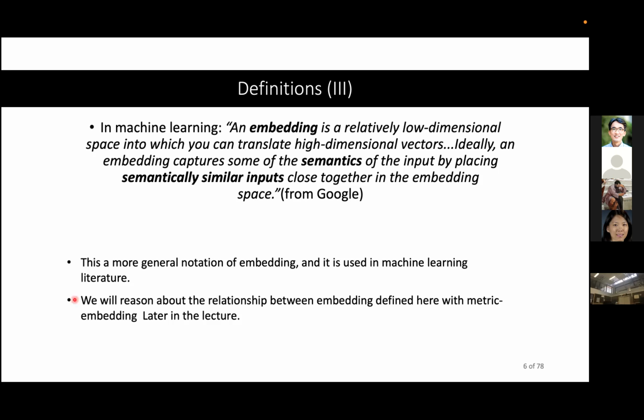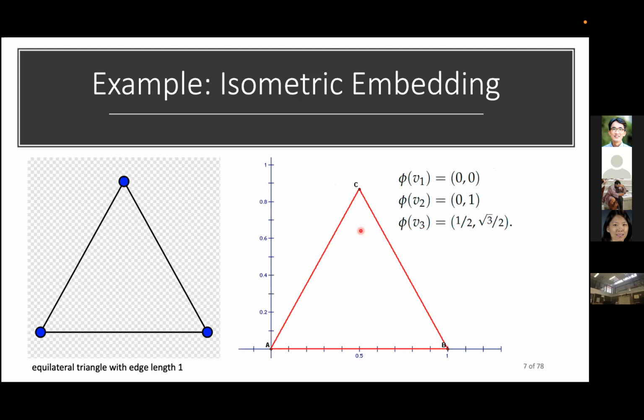So in the later presentations, I will reason about the relationship between the embedding defined with the metric embedding and this general sense of embedding. To give an example of isometric embedding, here we embed an equilateral triangle with edge length 1 into R2. It's a very natural way, because when we think about a geometric shape, we actually have this intuitive notion that it's somewhere in the Euclidean space.